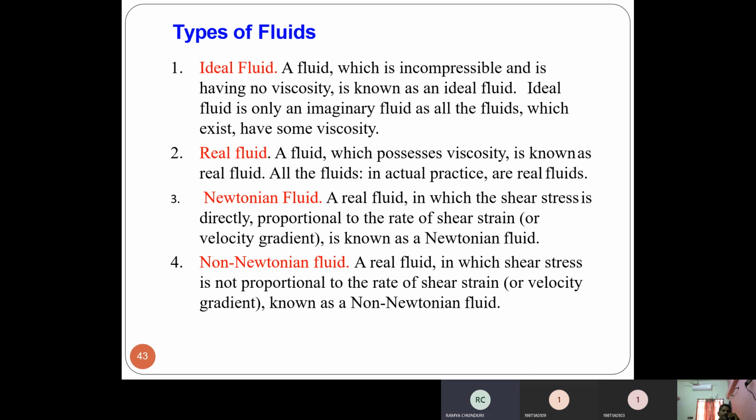Newtonian fluid, the name itself gives the meaning. A Newtonian fluid means a fluid which obeys Newton's law of viscosity, or simply a fluid in which shear stress is directly proportional to the rate of shear strain. Then what is meant by non-Newtonian fluid? A non-Newtonian fluid is a real fluid in which shear stress is not proportional to the rate of shear strain, or simply a fluid which does not satisfy Newton's law of viscosity.